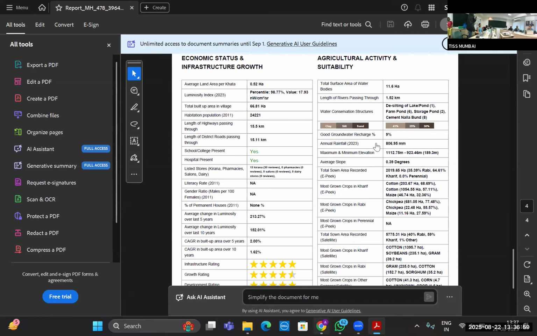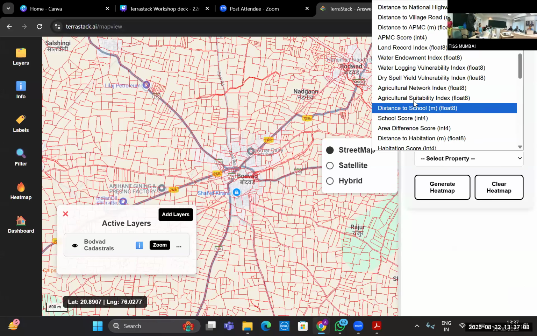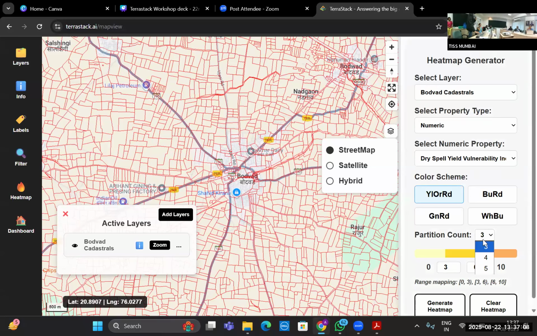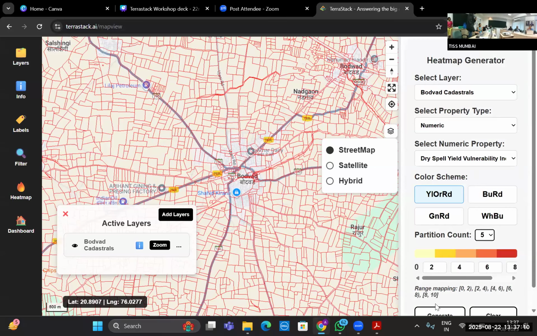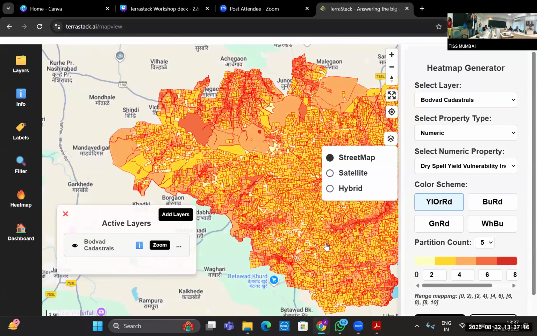This is a standard WebGIS platform, so you can always heat map and filter on, let's say, dry spell vulnerability. This is important in Marathwada, at least generally speaking. This is how it looks for this test. The pale yellow regions are points of concern, and there are a lot of places. But in general, that's about it from my side.